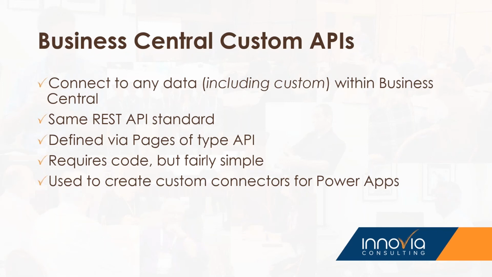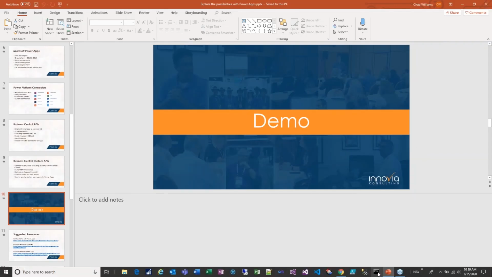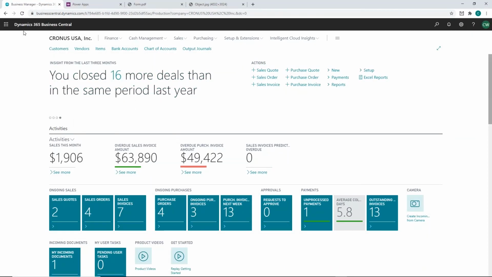When you want to use a custom API within the Power Platform or within Power Apps, that's where you have to build a custom connector. And that's what I have done here. Again, that's what I will go through in a technical dive in part 2 of this series. So let's get into the demo. That's enough talking and slides. So I am going to switch over to here.